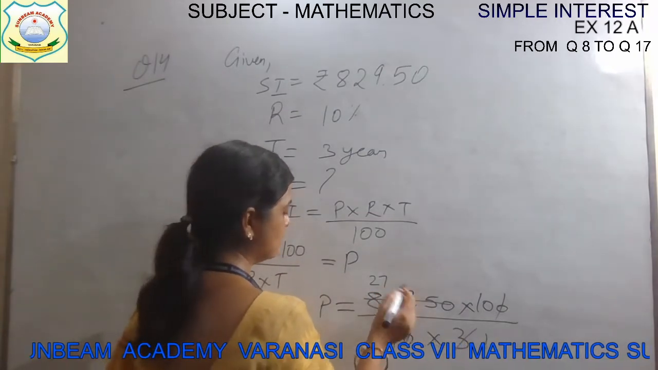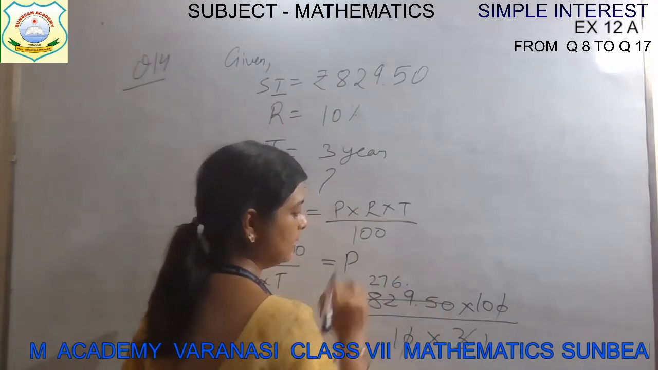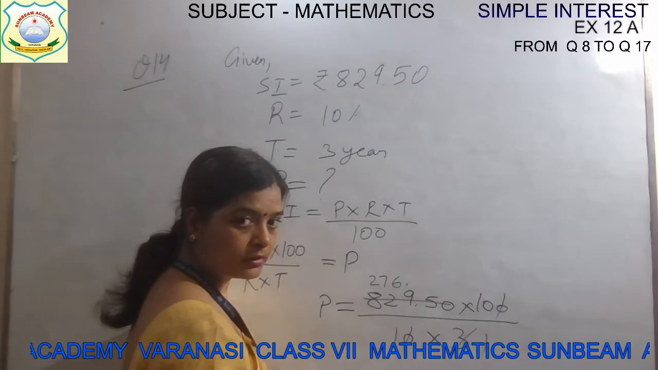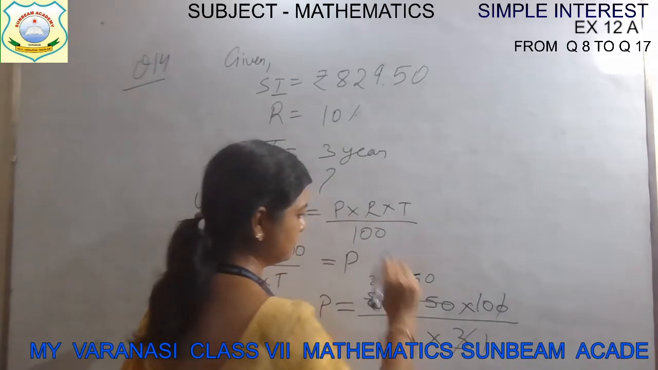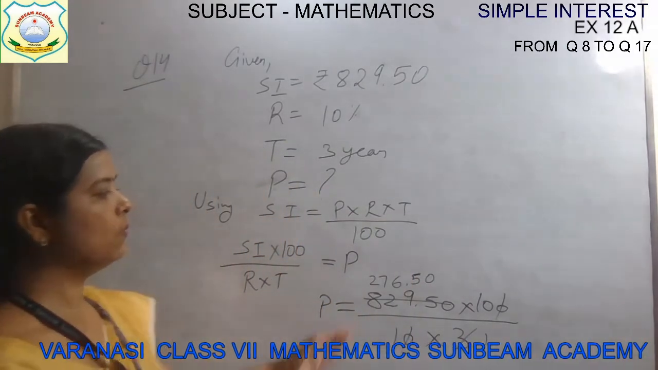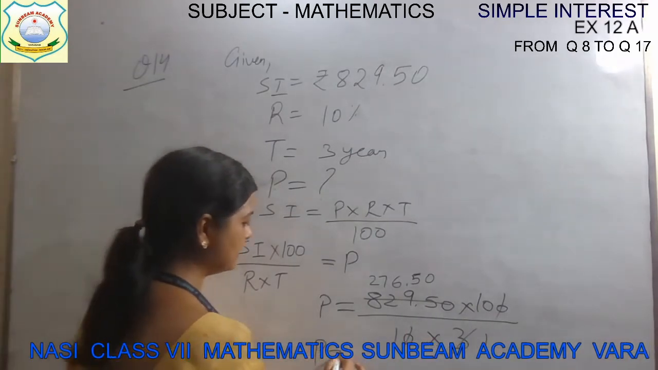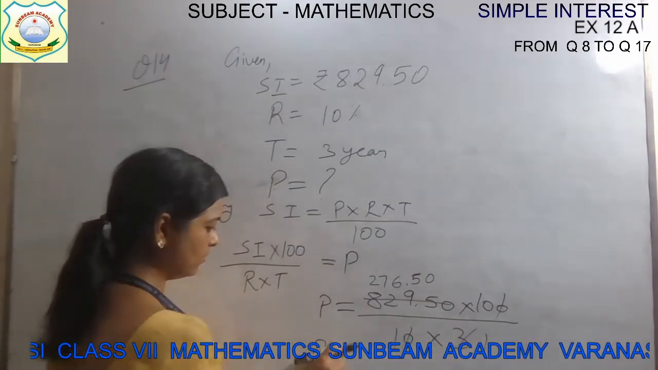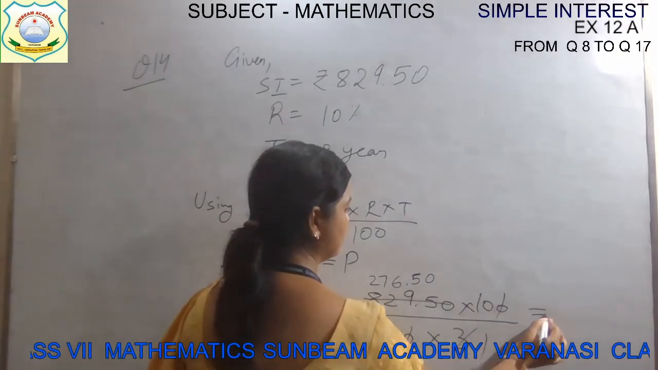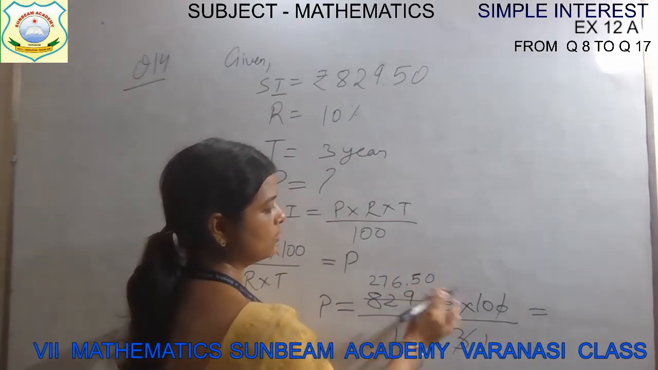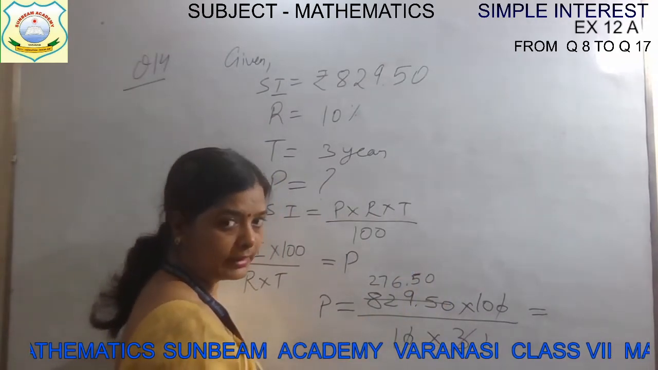3 sixes are 18. 1 is left. Decimal. Then what? 15. So 3 fives are 15 and 0. This is the value. Now when you multiply it with 10, what will be the value? It's not visible, children. So when you multiply it with 10, 276.50, this decimal point will move to the right hand side, isn't it?